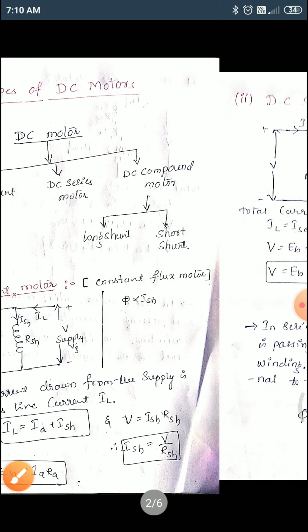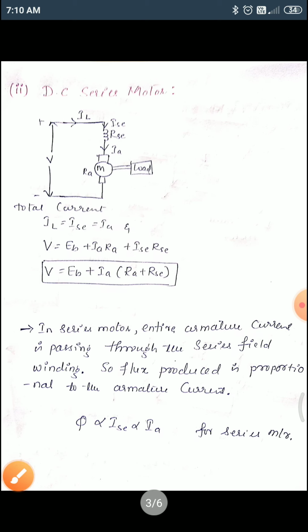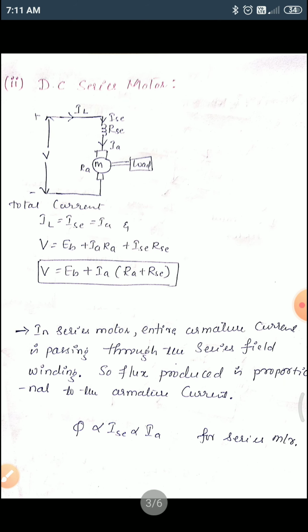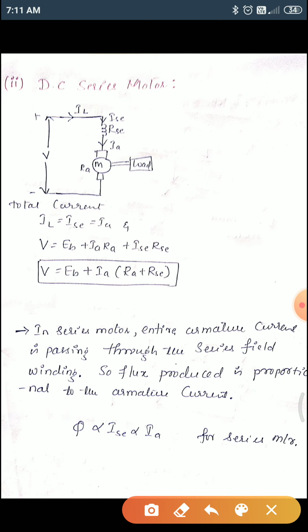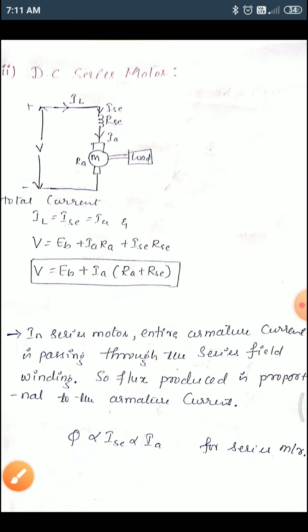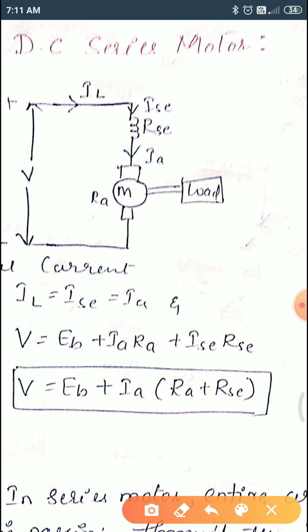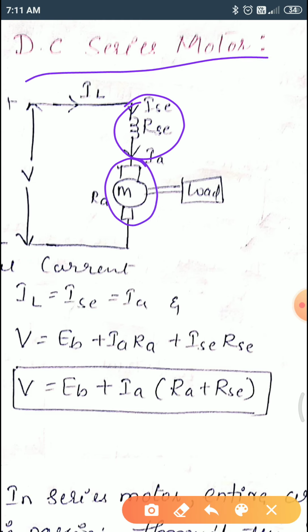We'll move to our next one, the DC series motor. Here the field winding, which we have taken as RSE, is connected in series with the armature, therefore it is called a DC series motor. Since it is connected in series, we named it the series field winding.